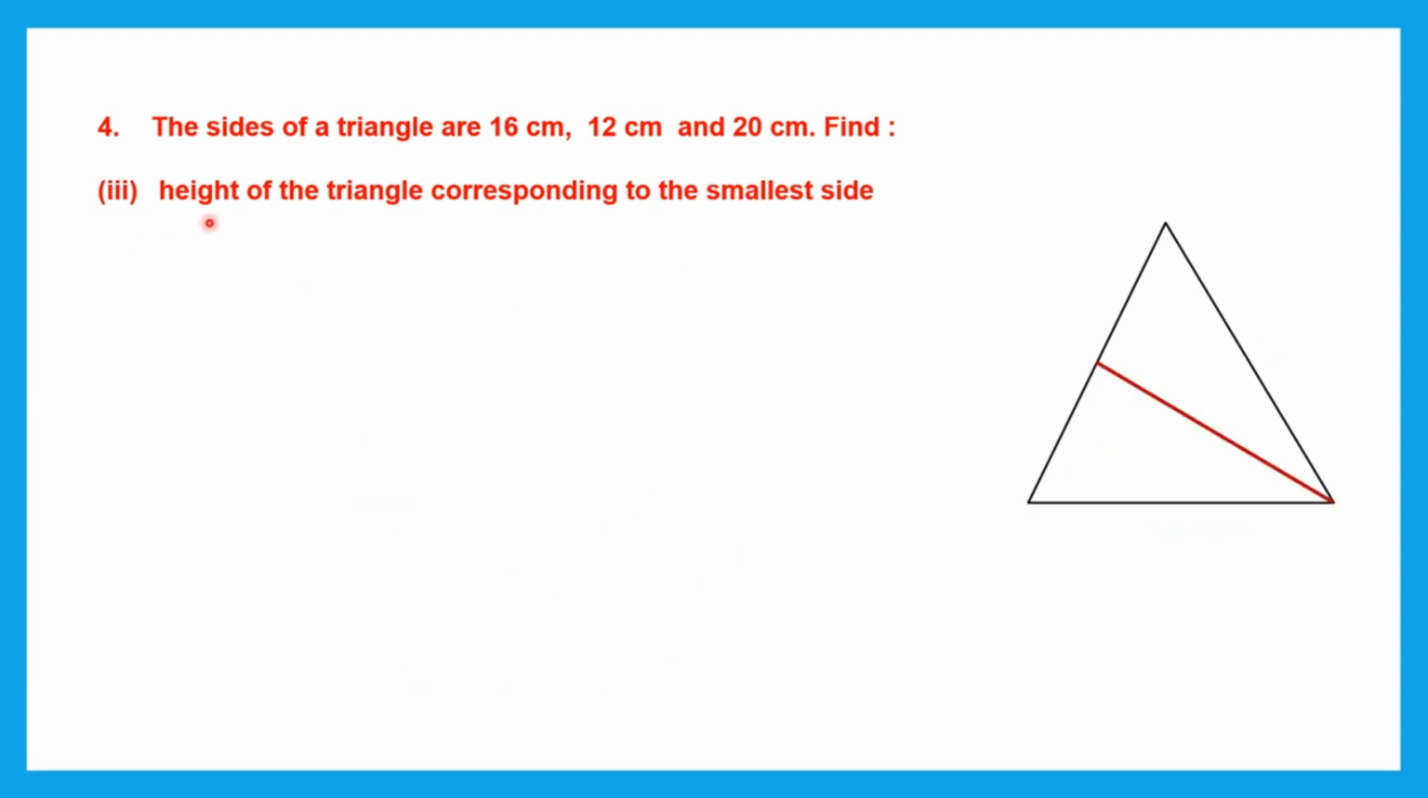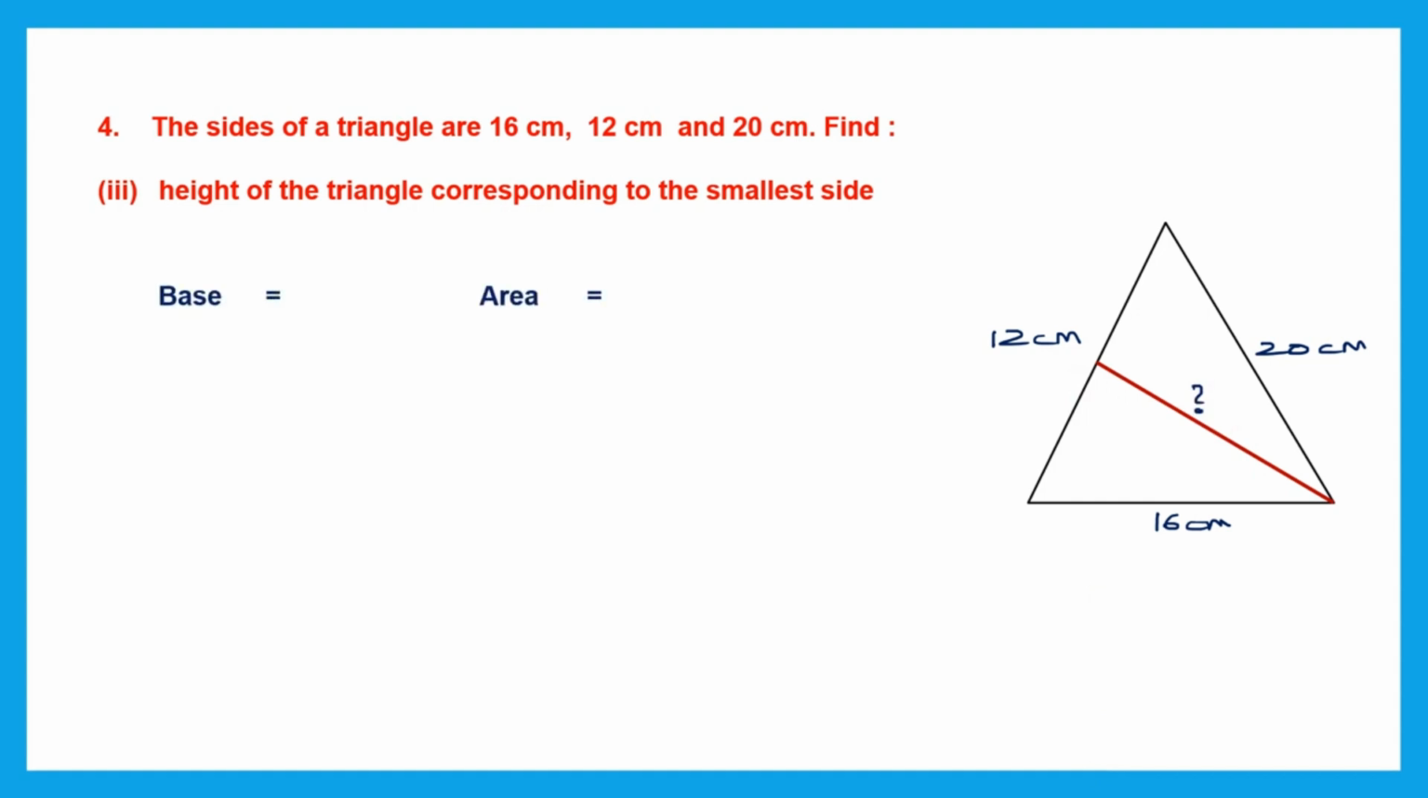Now the third question is we have to find the height of the triangle corresponding to the smallest side. So this we said was 16 centimeters and this is 20 centimeters and this is 12 centimeters. So which is the smallest side? 12 centimeters. So we have to find this height. So corresponding means from the opposite vertex. So this is what we need to find. So let's see what's given to us.